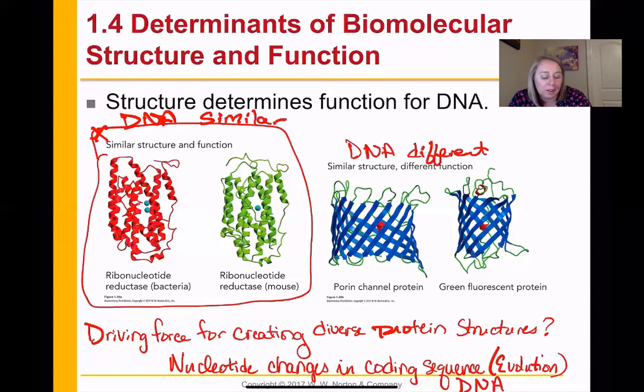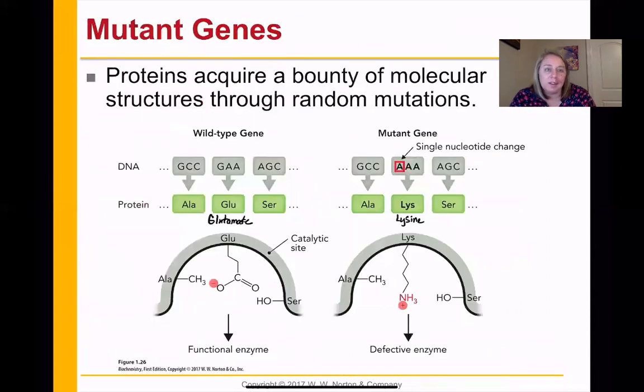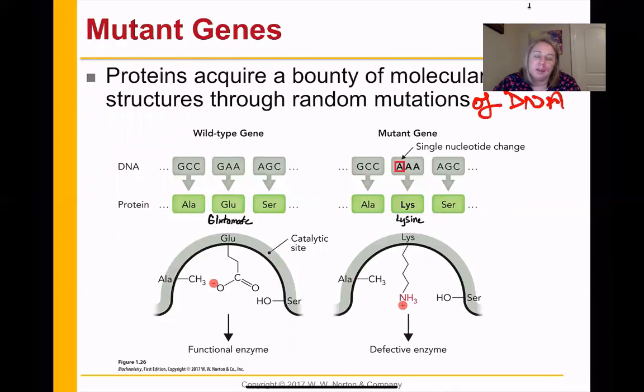So let's talk a little bit about how that works. If I can advance the slides. All right. So proteins are going to acquire all these different structures through random mutations of the DNA, right? We don't have mutations in the protein, we have mutations in the DNA. And I think I need to try and move this up. Oh, there we go. Well, close enough.